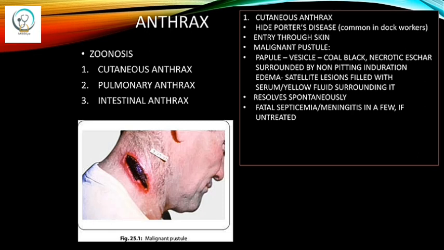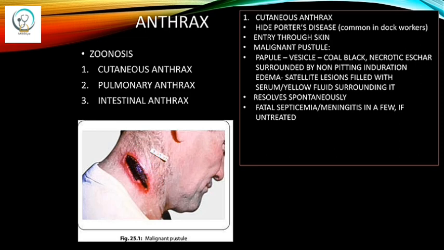First, cutaneous anthrax. Cutaneous anthrax is otherwise called Hide-Porter's disease because it is common in dog workers. The entry is through the skin, and it presents as a malignant pustule. In the figure we can see a malignant pustule.